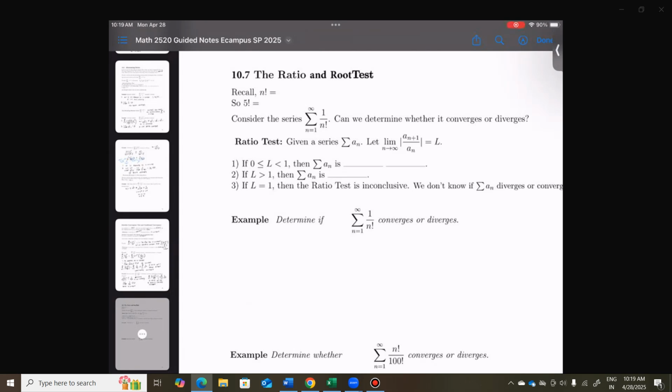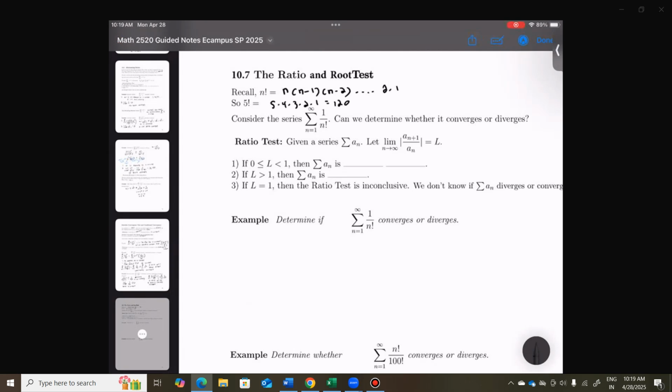So first recall that n factorial is n times n minus 1 times n minus 2 all the way down to 2 times 1. So 5 factorial is 5 times 4 times 3 times 2 times 1, which is 20, 60, 120.